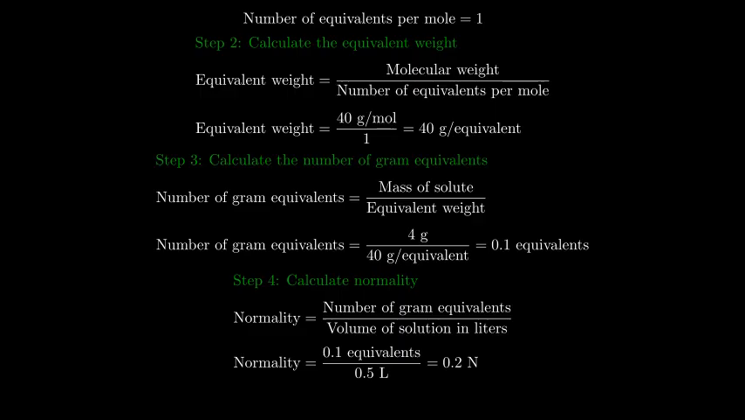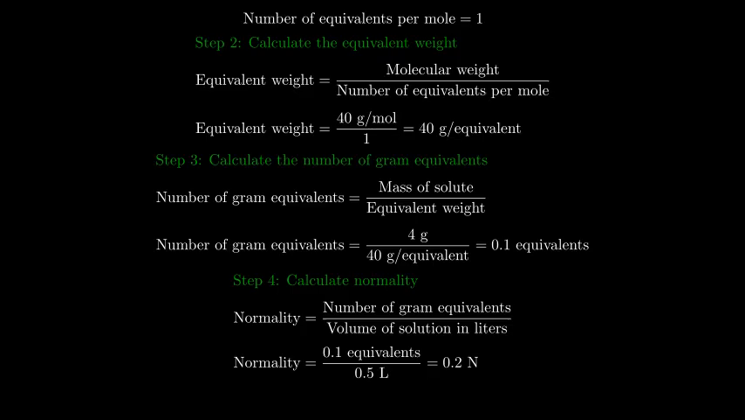Example 2. Calculate the normality of a solution containing 4.9 grams of sulfuric acid, H2SO4, in 250 milliliters of solution. Step 1. Identify what we know. Mass of H2SO4 equals 4.9 grams. Volume of solution equals 250 milliliters equals 0.25 liters. Molecular weight of H2SO4 equals 98 grams per mole, 2 for H plus 32 for S plus 64 for O4. Number of equivalents per mole equals 2, as H2SO4 contains 2 replaceable H plus ions.